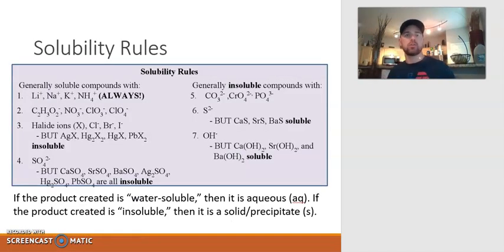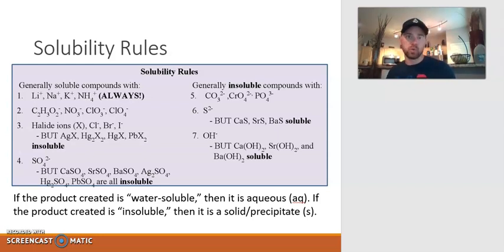Now, I talked about how you'll know it's a precipitation reaction if one of the products that's created is a precipitate, or a solid. So how do you know if something is a precipitate or a solid? You need to use solubility rules. Those rules are listed here on the screen. They're also on the back of your periodic table, so these are given to you on an exam. Let's go ahead and talk about these rules real quick, and then we'll look at some examples as to how you use them.